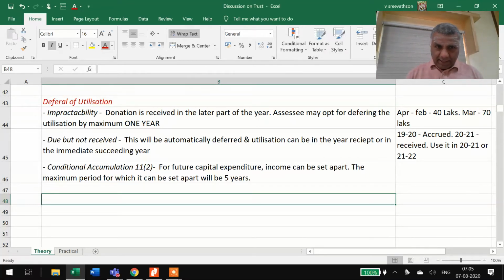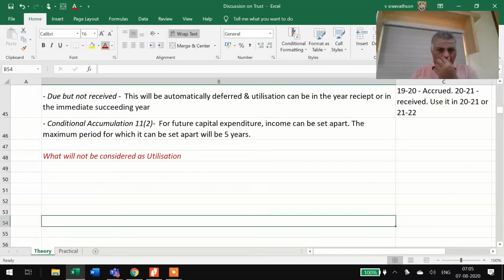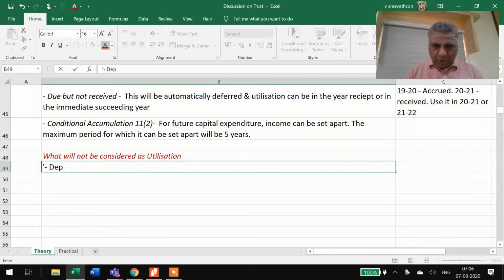Again, a question and answer. What will not be considered as utilization? What I cannot take as an expenditure or utilization. First item, I have already written it.